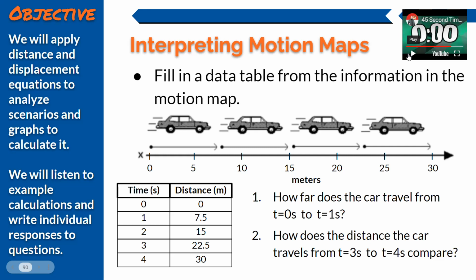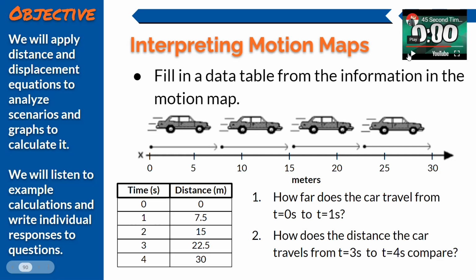All right, we'll start with number 1. How far does the car travel from 0 to 1 second? Aya. 7.5. Yeah, 7.5 meters. Perfect. You can get that from either the diagram or from the data table. Number 2, how does the distance that it travels from 3 seconds to 4 seconds compare? So we just said it travels 7.5 meters in the first second. So I'm asking you, how does the distance it travels between 3 and 4 compare to that? Addison. 7.5. Yeah, it's the same. It's 7.5 meters as well.